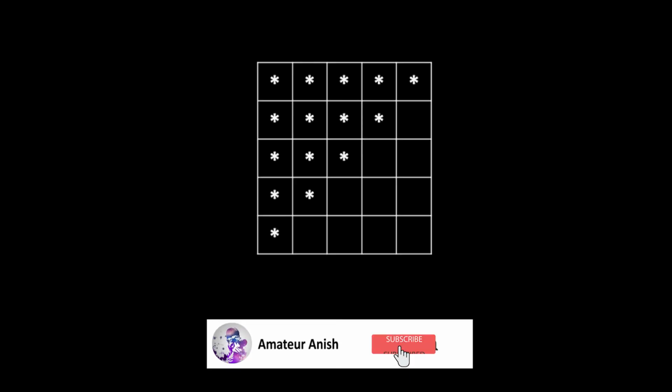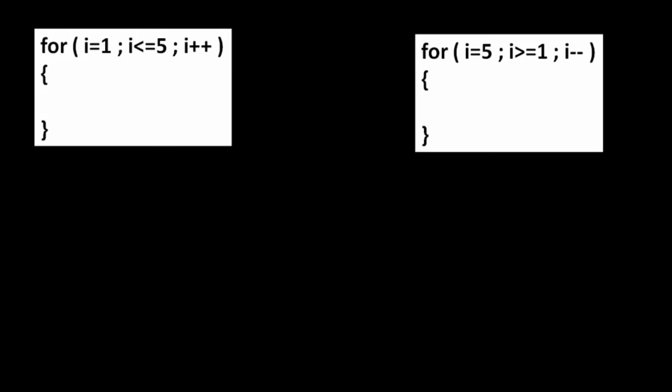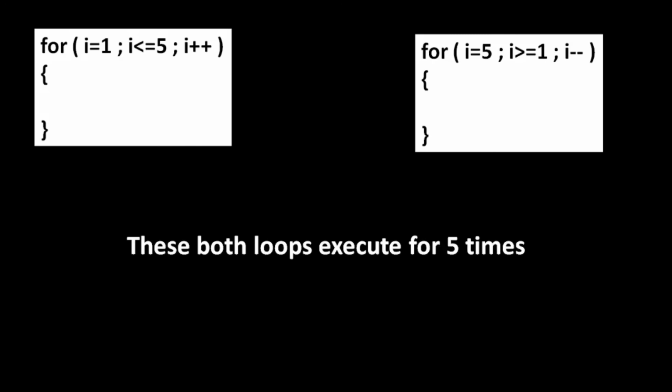Let's talk about the second pattern, the inverted half pyramid. Before understanding the logic behind the generation of this pattern, let's get clear about one thing. Here we have two loops. Though these two loops look different, the number of times both loops are going to execute is 5 times. Not less than 5 times and not more than 5 times.